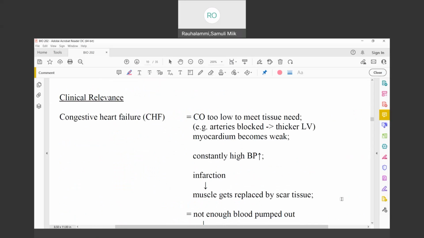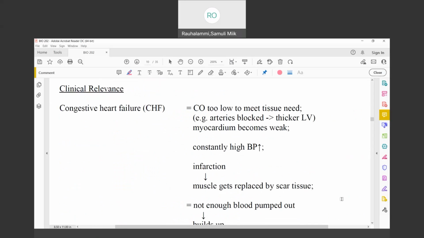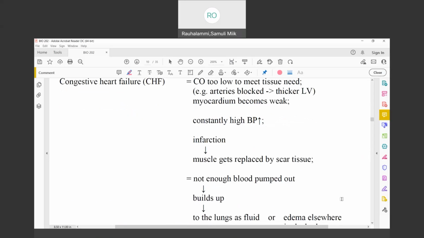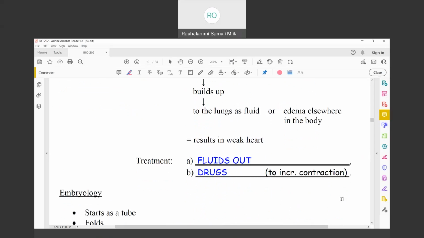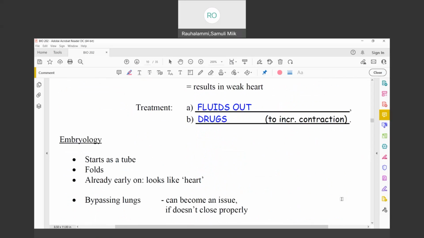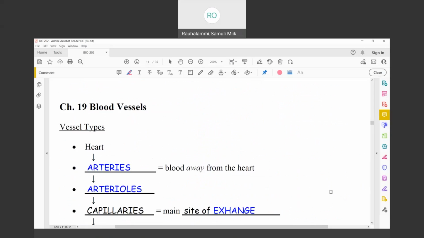I normally would, in a classroom, discuss a little bit about congestive heart failure. I'm going to leave that for you to have a look at yourself. I also typically take a little time to discuss embryology. Those who joined me in person got a fairly comprehensive explanation of that, so I'll leave that for you to have a look at from the recordings as well.